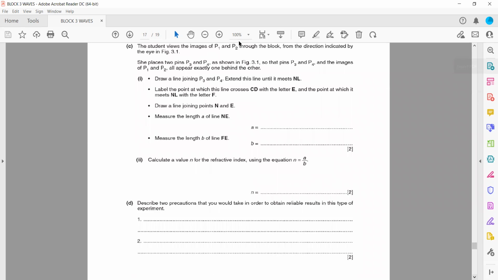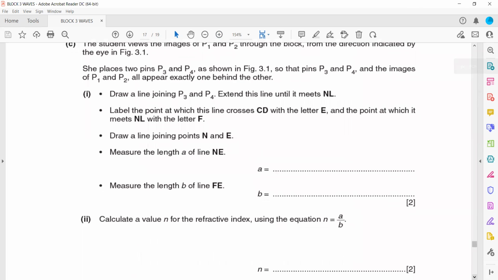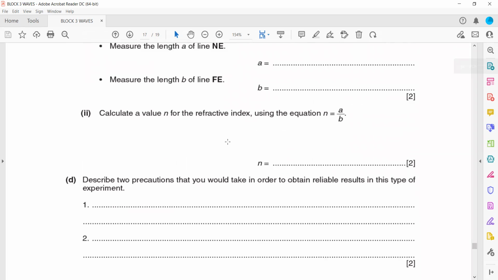Then what are the precautions for this experiment, the experiment which involved the optical pins? So what are the precautions you should take? You should use thin lines, thin pins, look perpendicular, always view the base of the pins. Or you try to use the maximum spacing or maximum distance between the two pins. So these are some precautions you should take for the optical pin experiment.